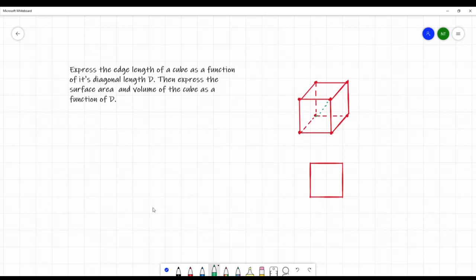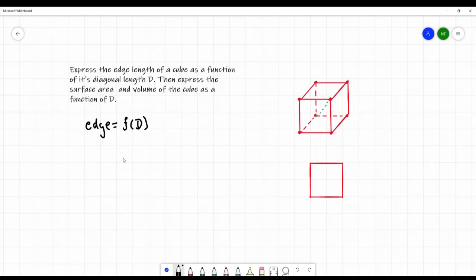Okay, and once we find this edge, we want to also express the surface area and volume of the cube as a function of d, which is kind of easy after we find the edge, right? So let's now start by writing down all the formulas that we're going to need. Okay, so we need to first express the edge as a function of d. And then we need to find the surface area.